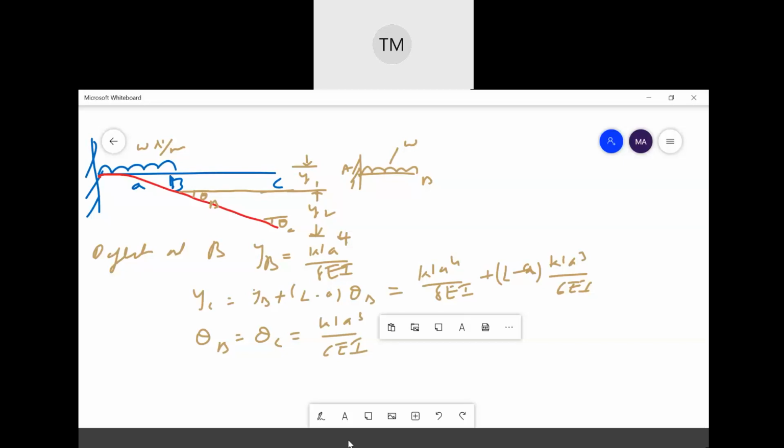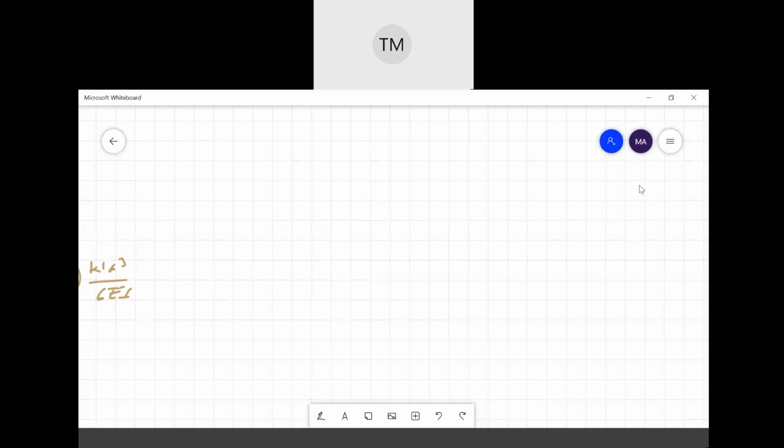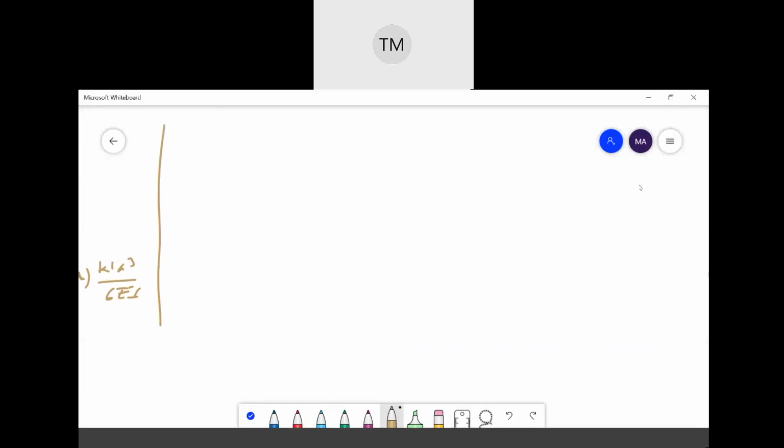So the next derivation is this. The given problem is like this. It is carrying a UDL at a distance a from the free end. This distance is a meters. The total distance is L meters, and this distance is L minus a.